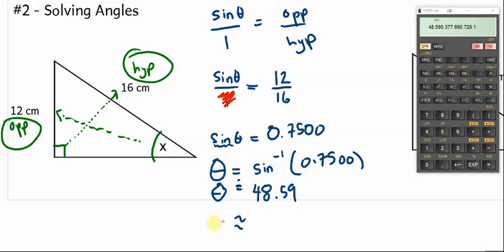Or if you were looking at your table, rounding to the nearest whole number, it's about 49 degrees. That will be the closest value you should approximately find that's closest to the 0.7500.